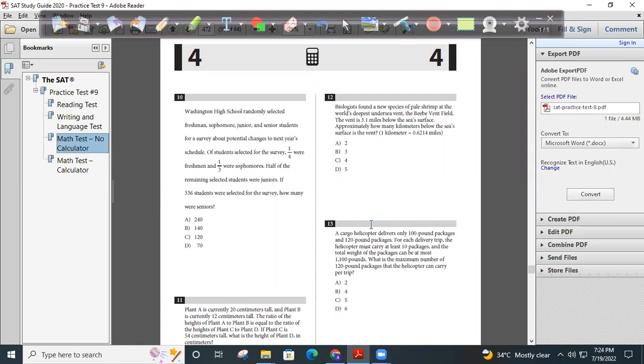So the first two lines are speaking about the identification of a new species. The vent is 3.1 miles below the sea surface. Approximately how many kilometers below the sea surface is the vent? Everyone should do it and tell me the answer fast. You will have hardly 10 seconds to solve questions like these.